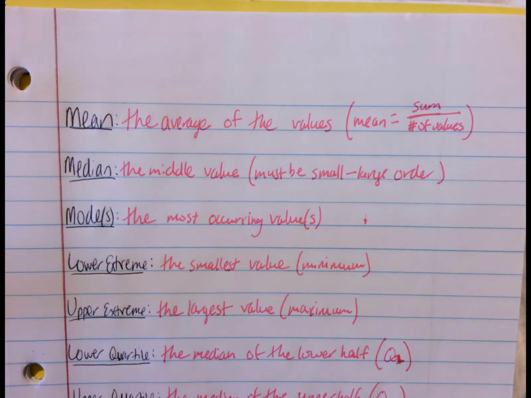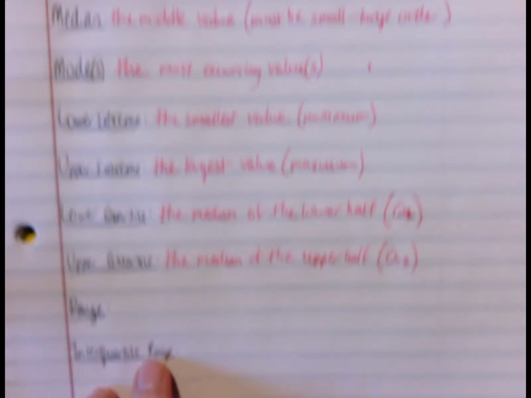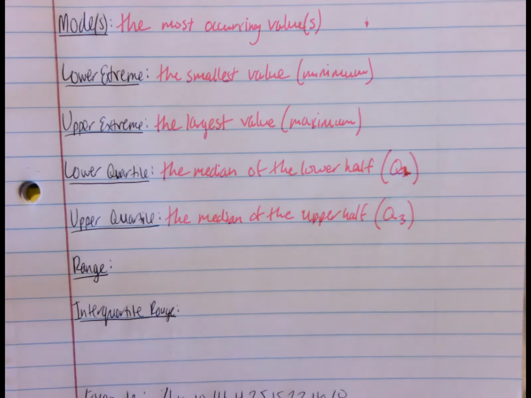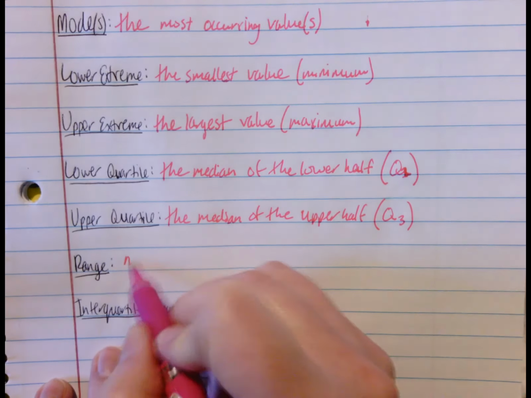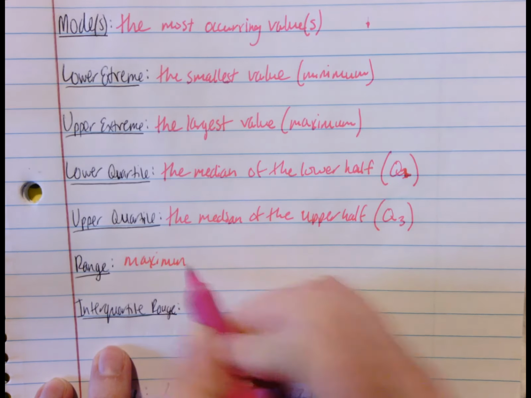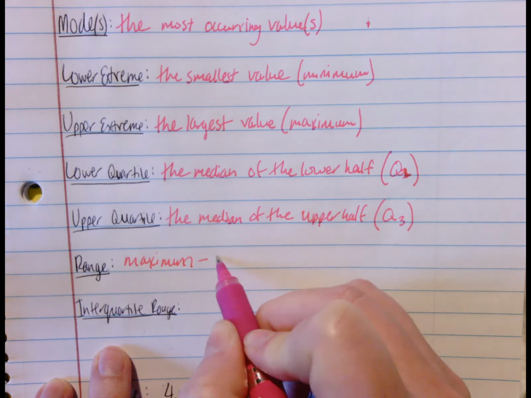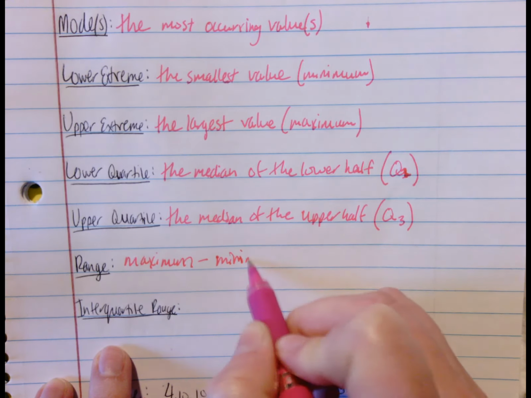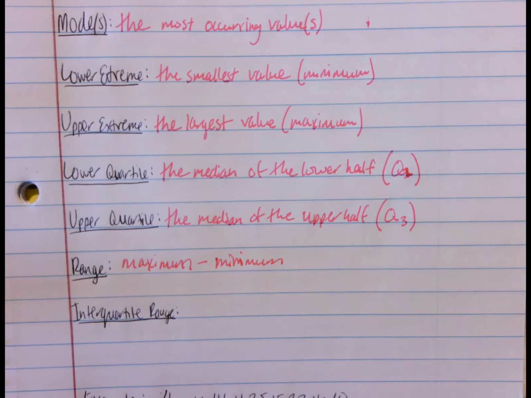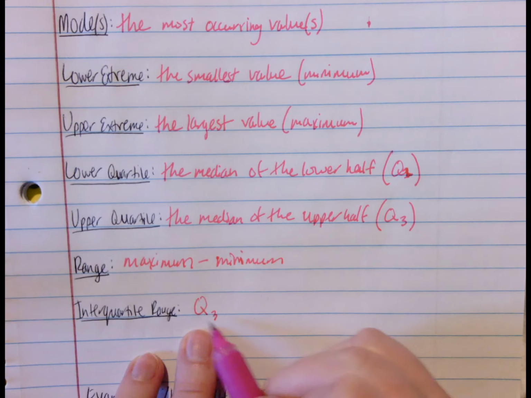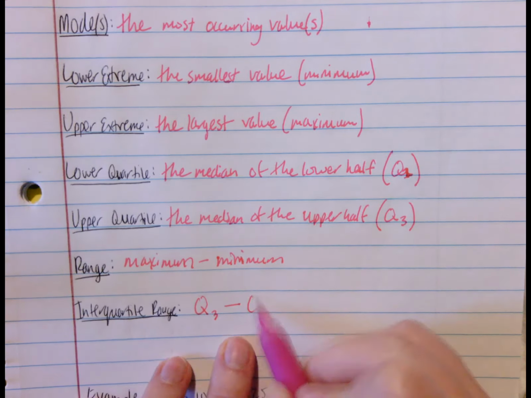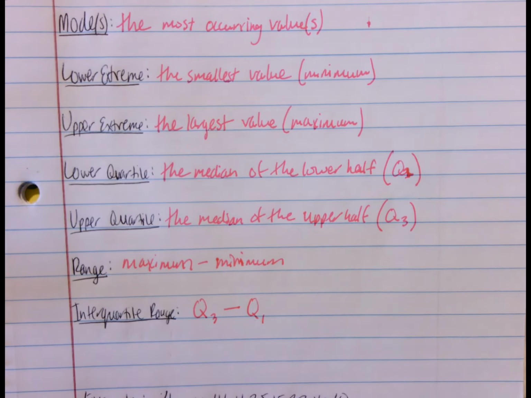To find the range of something, sorry about that, I ran out of my notes there. To find the range of something, we take the maximum and we subtract the minimum from that. Okay, so all of those should be just review, and then we finally have the interquartile range where we're going to take that Q3, that upper quartile, and we're going to subtract the lower quartile. Okay, and I'll show you what that looks like here in just a second.